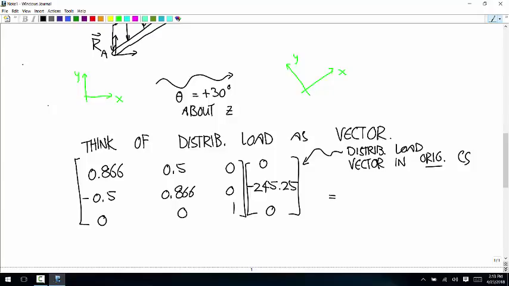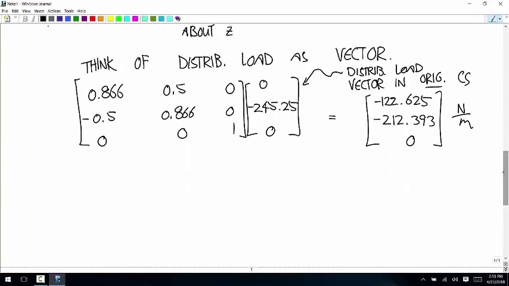And so what do you get when you multiply those two? Well, the first one is half of that. Maybe I can do that. That's negative 122.625, then negative 212.393, and then 0. And the units here are newtons per meter. That's a distributed load.